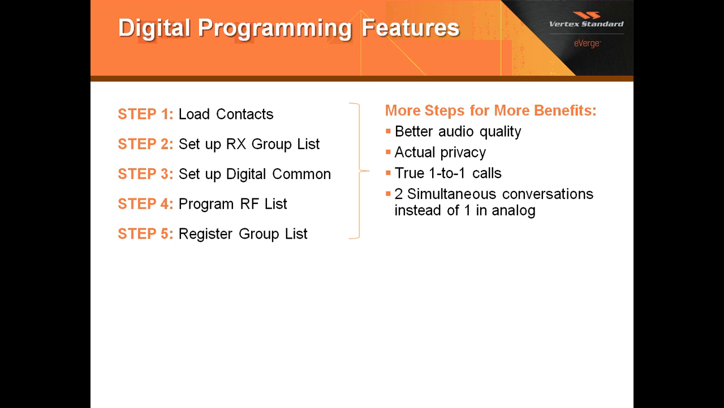You have better audio quality, true privacy for one-to-one calls, and when you're operating through a repeater, you can have 2 conversations instead of 1 at the same time. In analog mode, you have just 1 group talking at a time. In digital, you can actually have 2 different groups programmed up to talk at the same time. And we'll see that in this exercise.